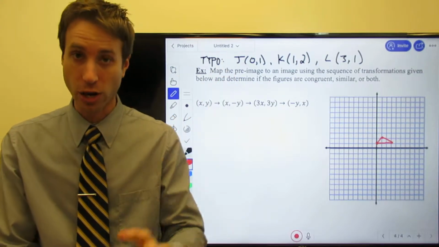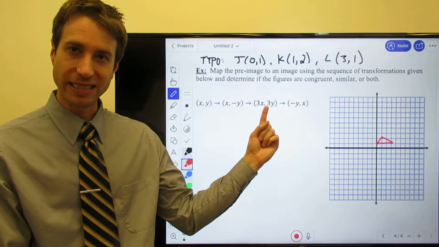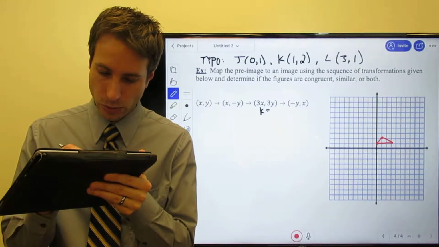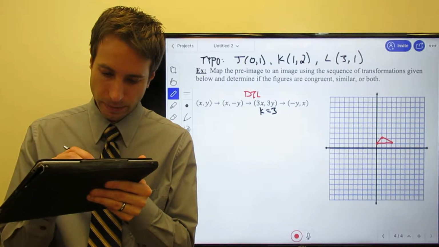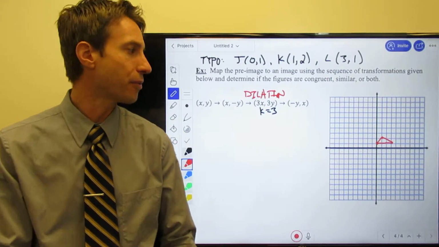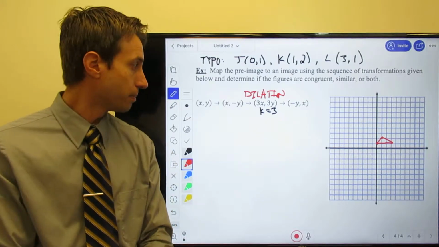Well, the easy one that hopefully jumps out at you, because we've been talking about it a lot here, is this one right here. This is my dilation. k is equal to 3, and this one is a dilation. But what about the other two? Do you recognize these ones? They're both from chapter 1.